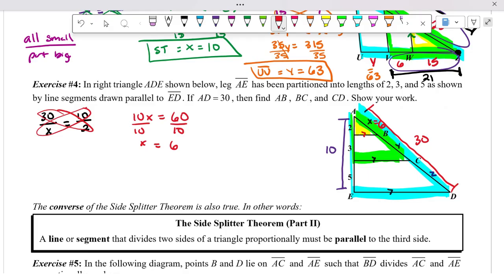Now, with that, I have enough information to use side splitter theorem to find the other two. So based off of the information I have next, what two triangles am I using?